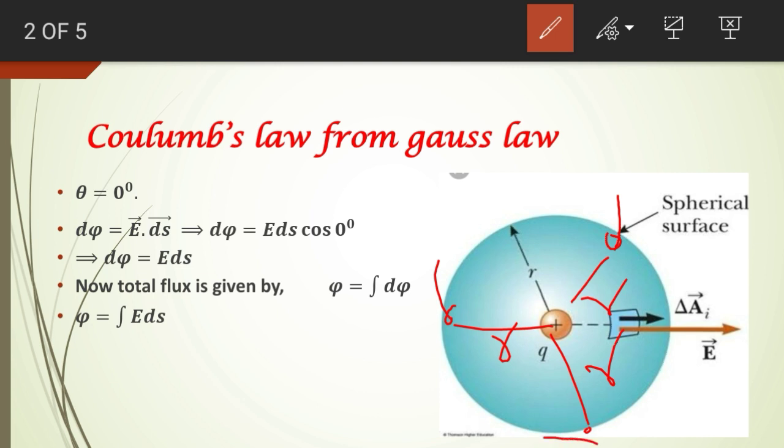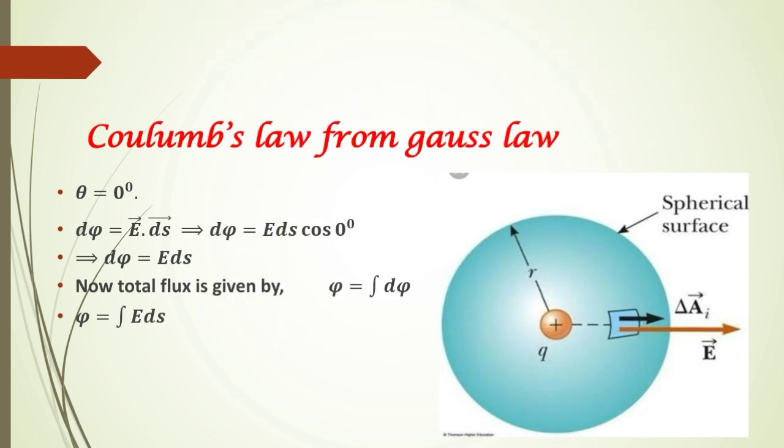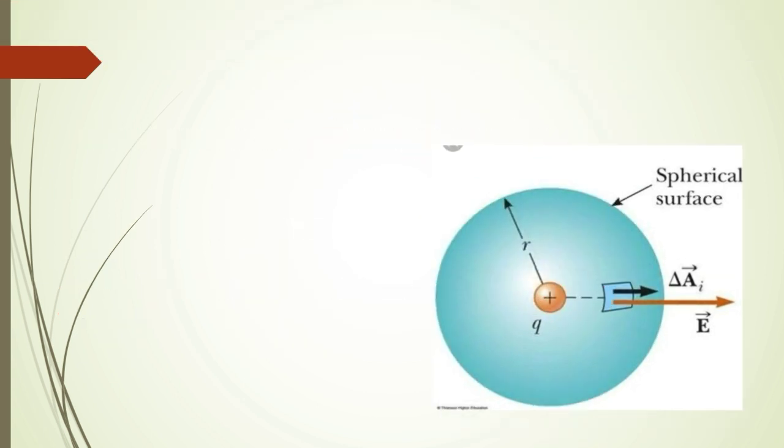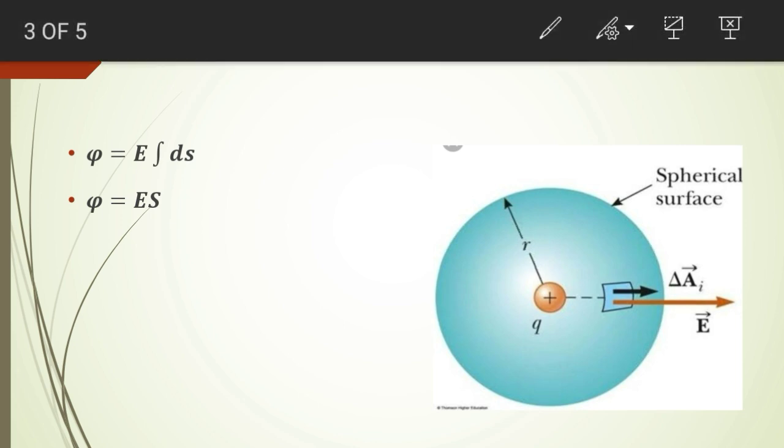That's why the electric field does not depend upon the surface. At all points on the surface, the electric field is the same. That's why we consider the electric field as a constant. If I consider this electric field as a constant, then I can take it out of the integration. If I take E out of the integration, then it will be E times the integration of only dS.